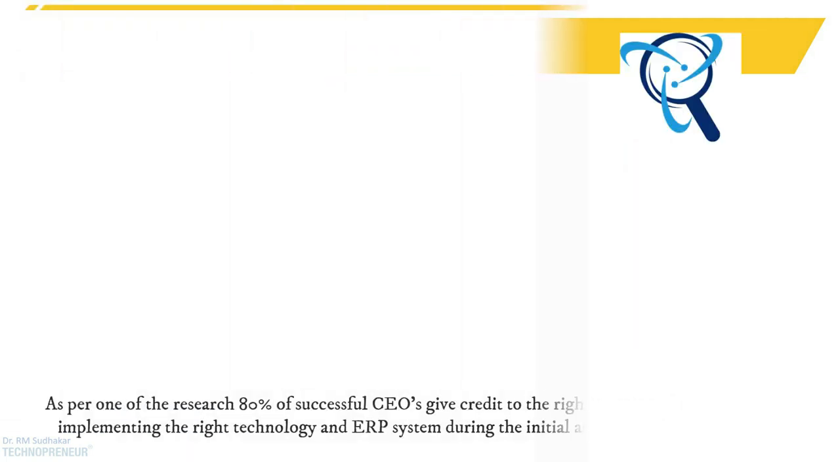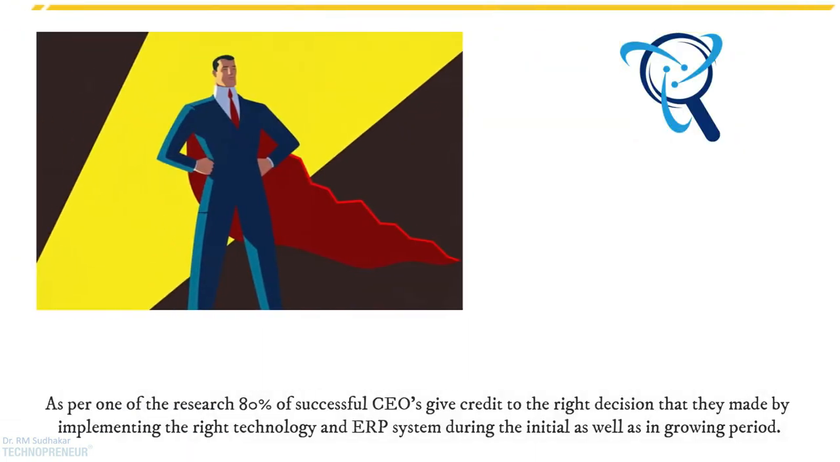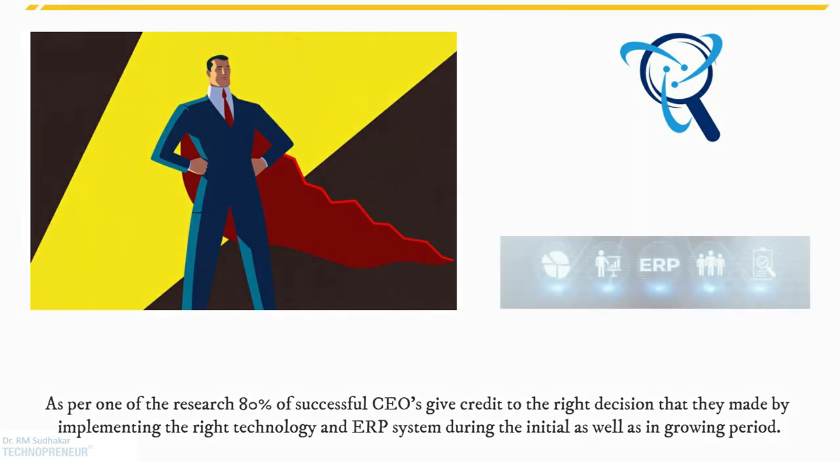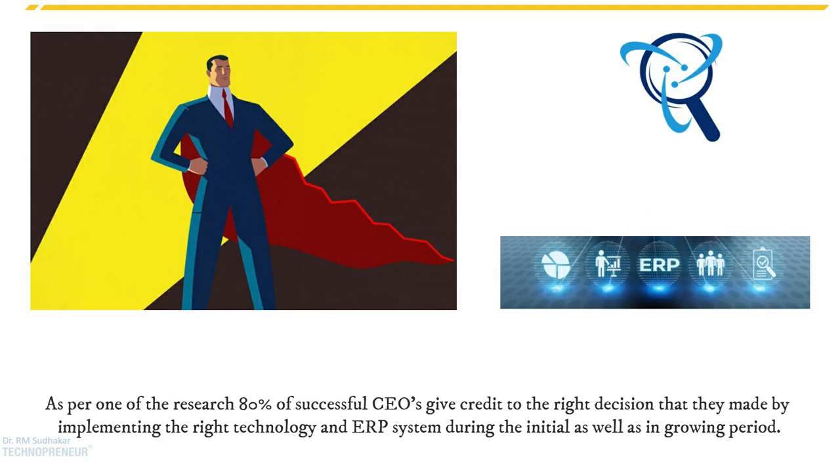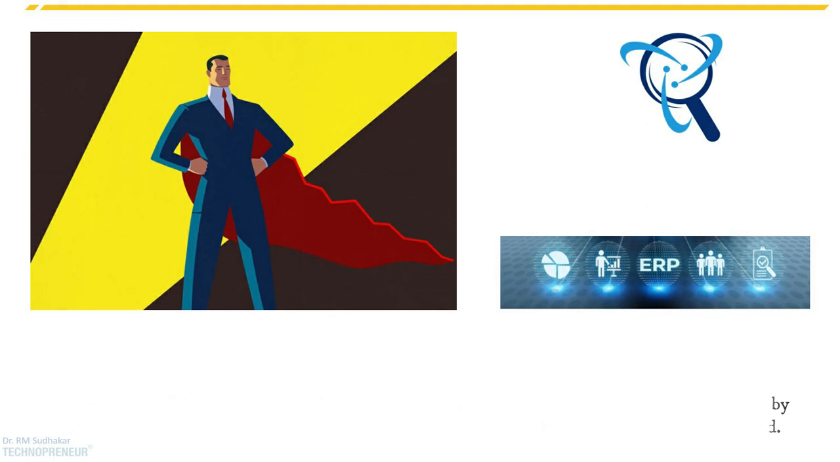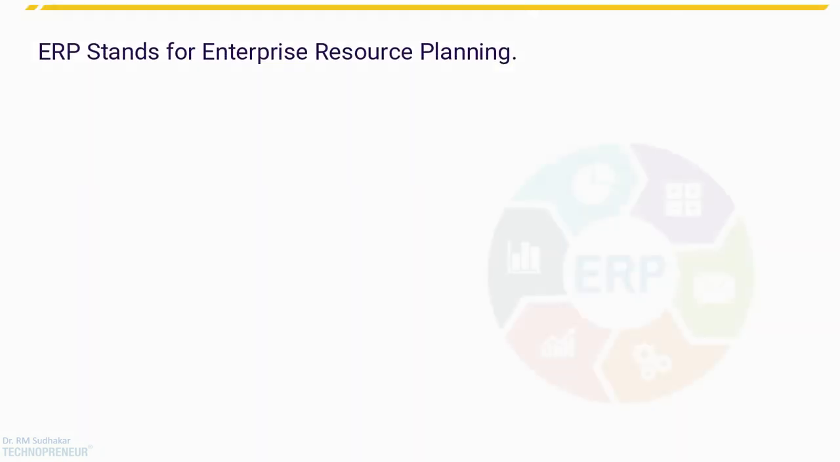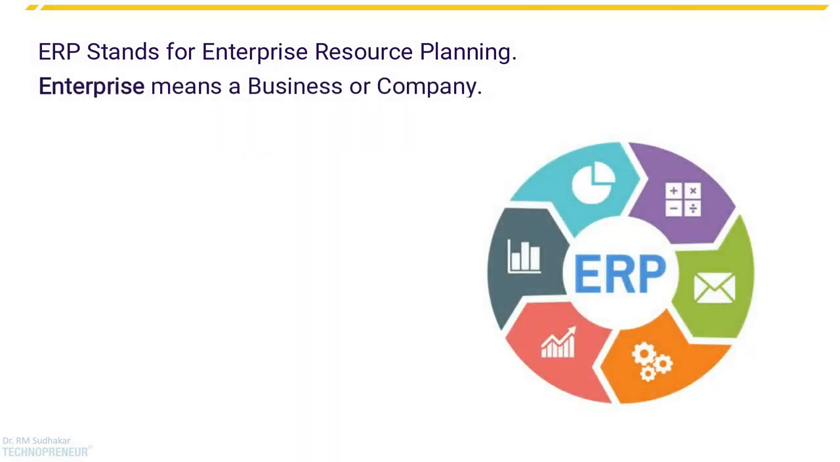As per one of the research, 80% of successful CEOs give credit to the right decision that they made by implementing the right technology and ERP system during the initial as well as in growing period. So, what is ERP? ERP stands for Enterprise Resource Planning. Enterprise means a business or company.